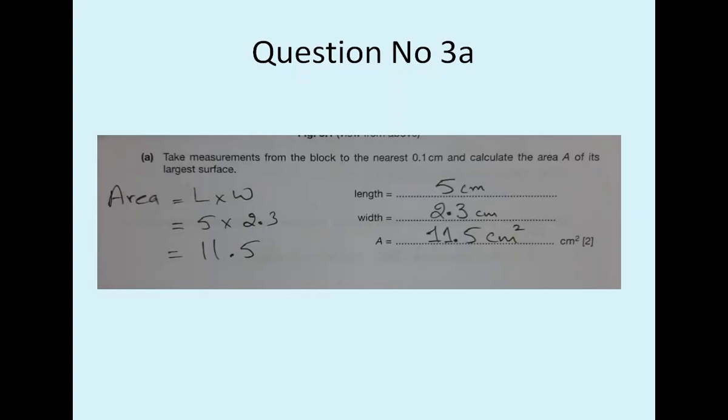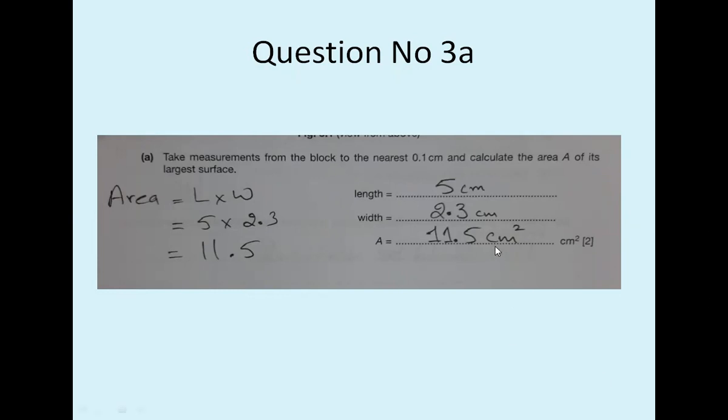So take measurements from the block. The length is 5 centimeter, the width is 2.3 centimeter, and the area, you know how we calculate the area of a rectangle? Length multiplied width is the formula. So 5 multiplied 2.3, so it will be 11.5 centimeter square.